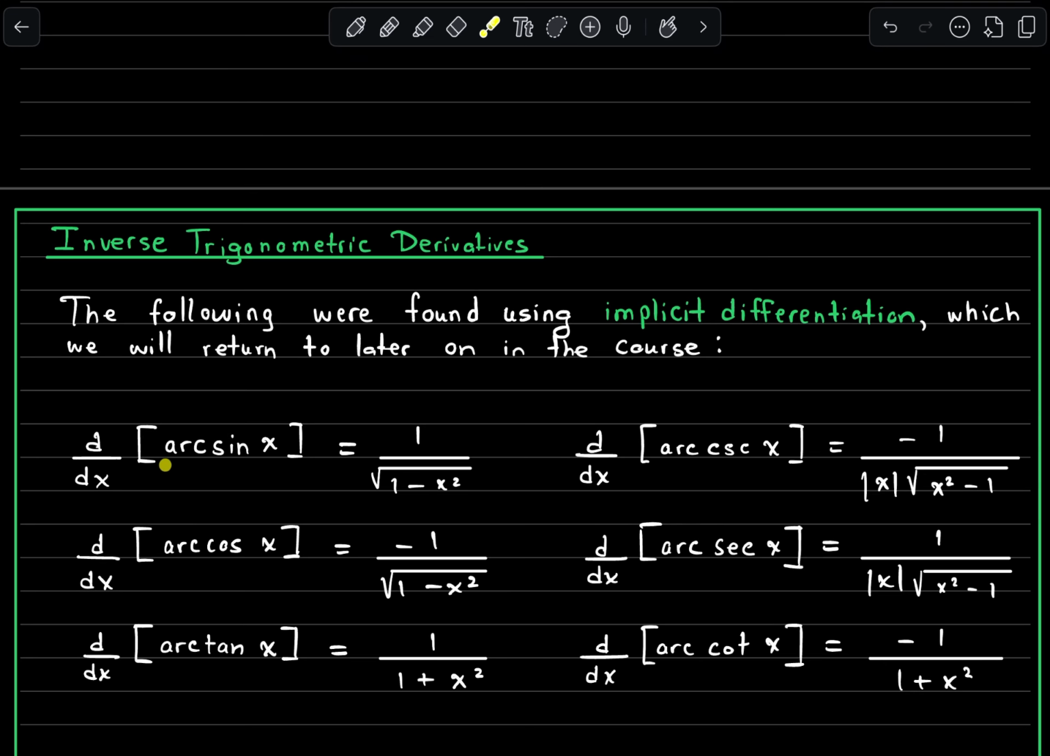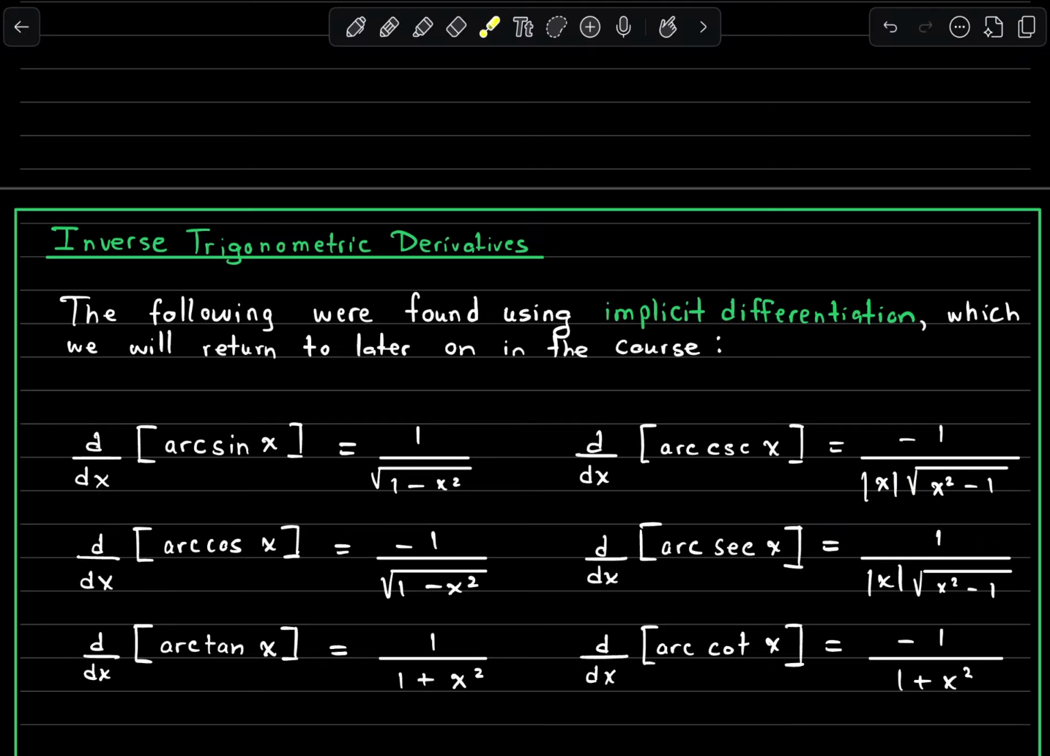All right, so the derivative with respect to x of arcsine is 1 over the square root of 1 minus x squared. Derivative of arc cosine is very similar, but we've got a negative 1 there. Negative 1 over square root of 1 minus x squared. Derivative of arc tangent, 1 over 1 plus x squared. Derivative of arc cosecant of x, negative 1. Then we've got this absolute value of x term here, square root of x squared minus 1.